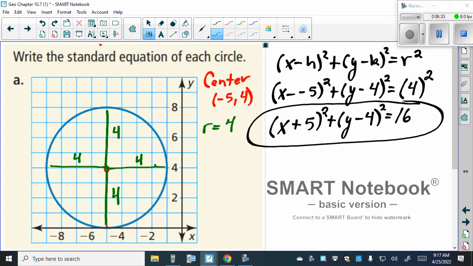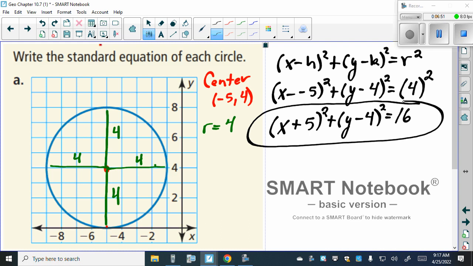Because 5 and x aren't like terms, we can't combine them. Because x and 5 are not like terms, y and 4 are not like terms, so we have to leave it as this here.